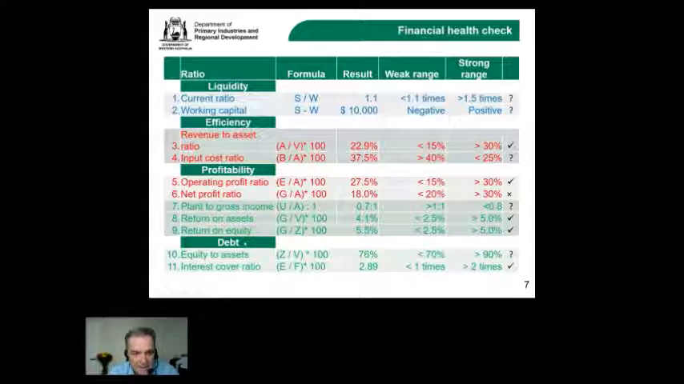And lastly, we look at debt. And the flip side of debt is equity. So have we borrowed too much? Have we not borrowed enough?